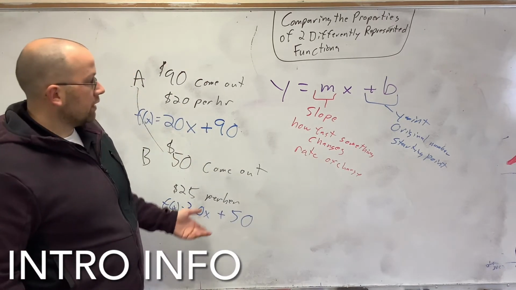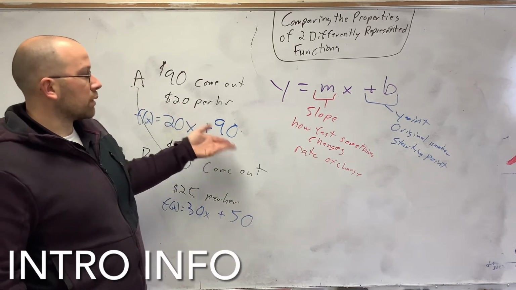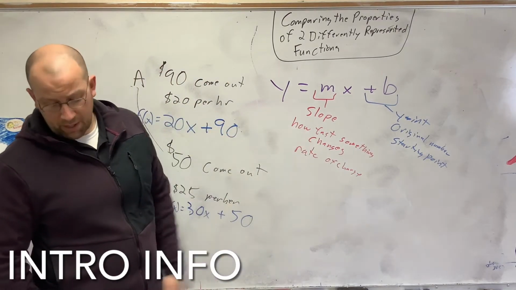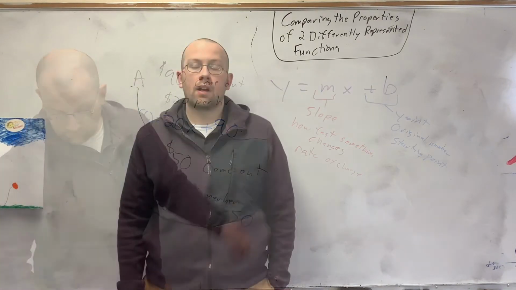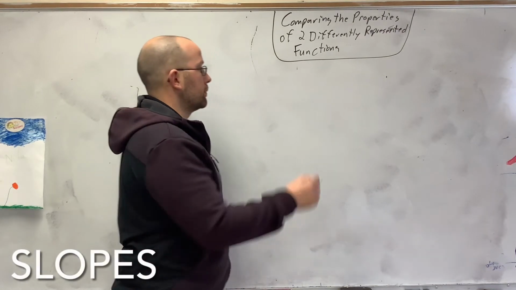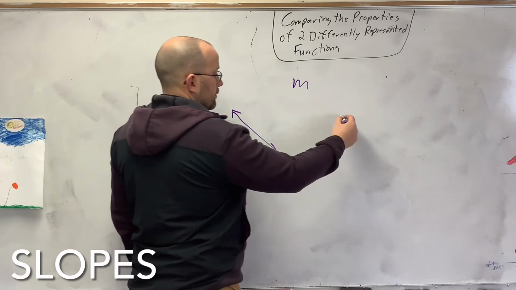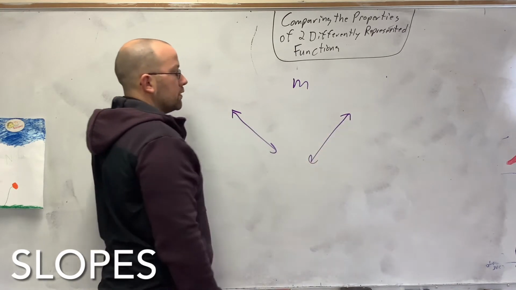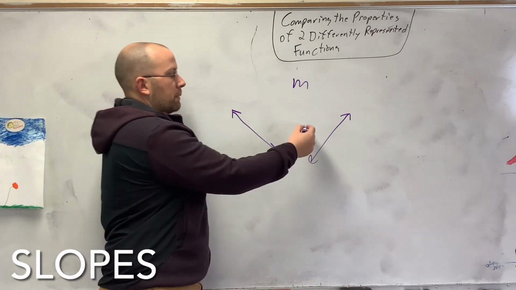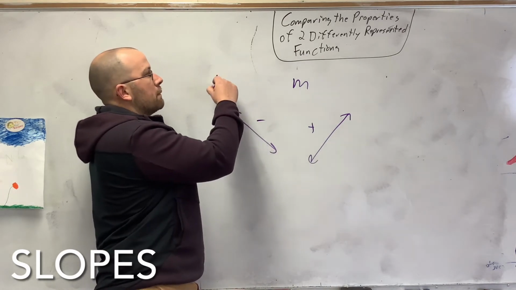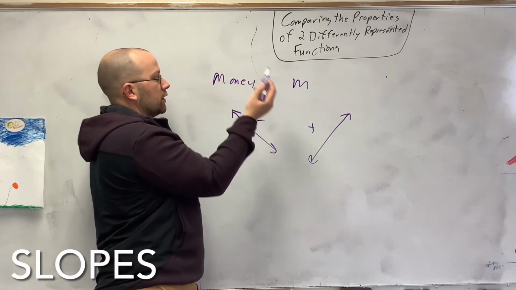Here, the money, because it's per hour, is what changes it. The y-intercept is the original number, what you have to pay no matter what. When you're talking about slope, which is the m, you have two different slopes here. You have a positive and a negative. So let's talk about something like money when it comes to comparing two functions.